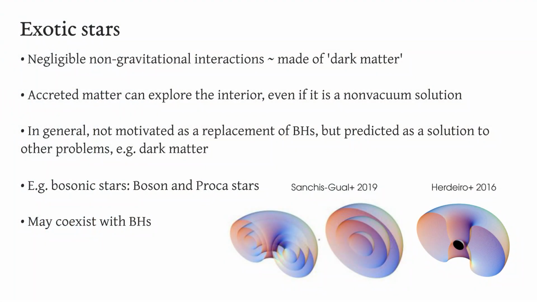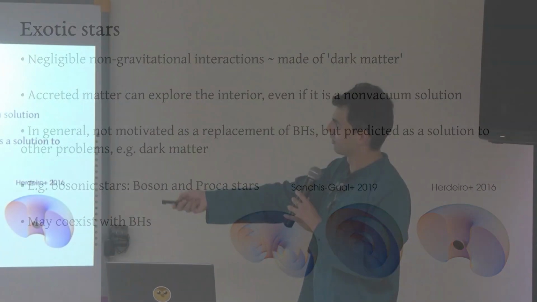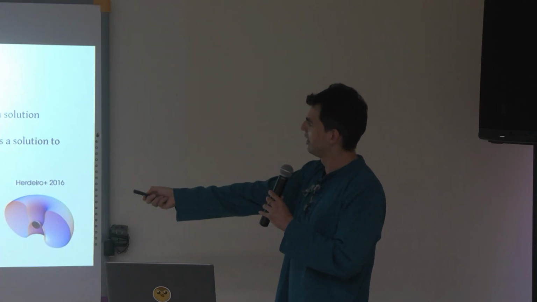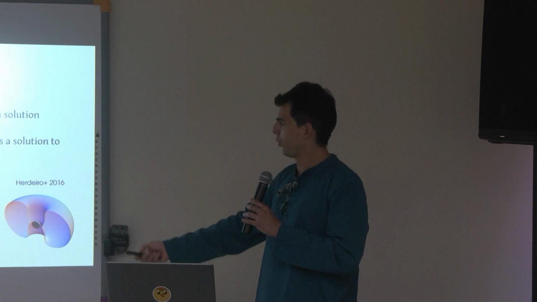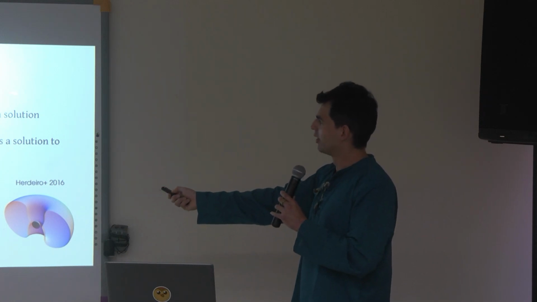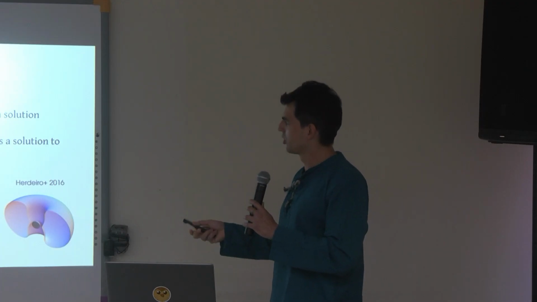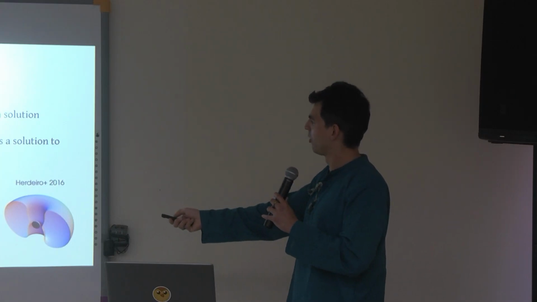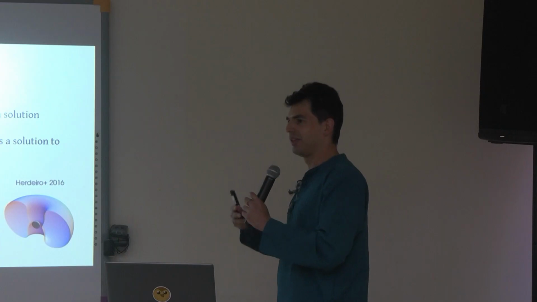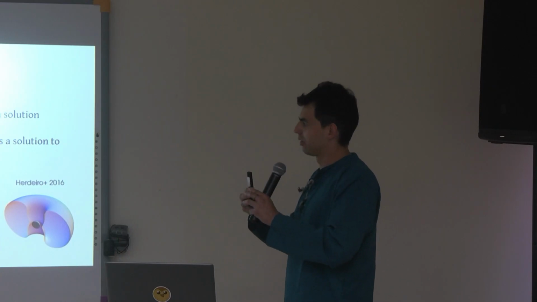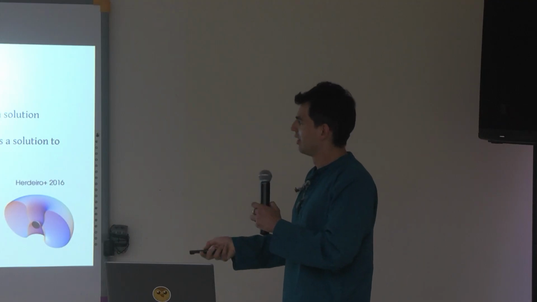So, this brings us to the case of exotic stars. We are still analyzing the case of negligible non-gravitational interactions. So we may consider that these objects are made of dark matter. And this is not a very ad hoc assumption, because actually some of these stars appear motivated not as a replacement of black holes, but as predicted by the existence of extra bosonic fields that could be dark matter candidates.